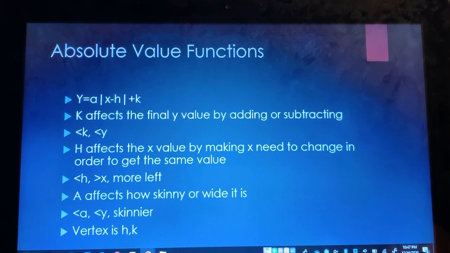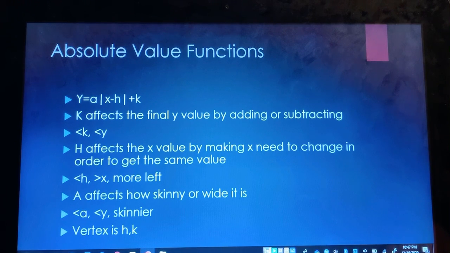So it says the greater the h, the more to the right. But that means if x is a high positive, it'll be more to the left, but if it's a high negative, it'll be more to the right. So if it's x plus h, it'll be a shift to the left. If it's x minus h, it'll be a shift to the right.